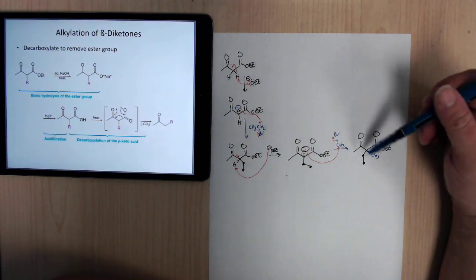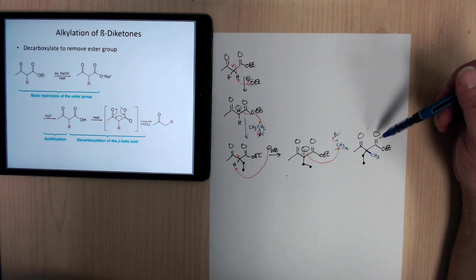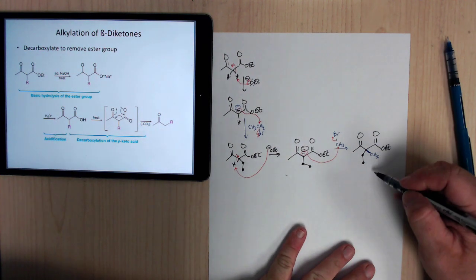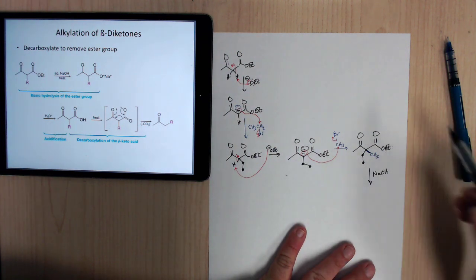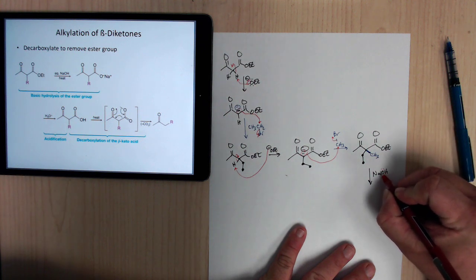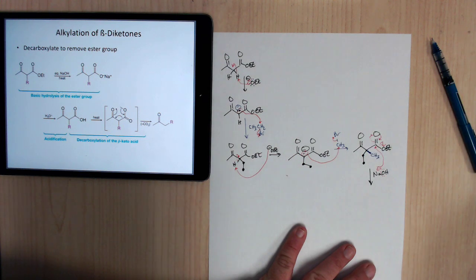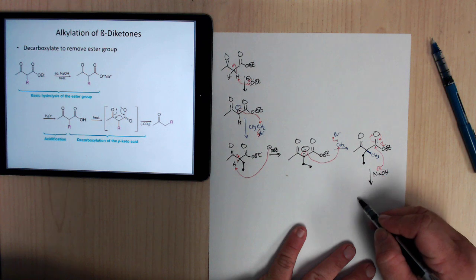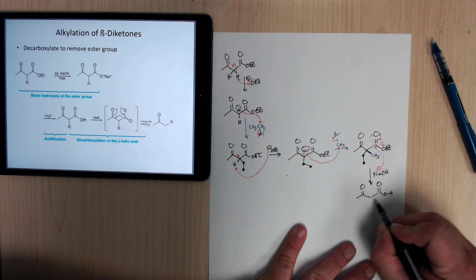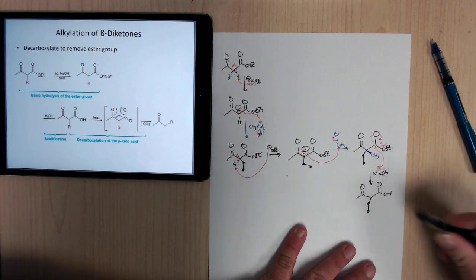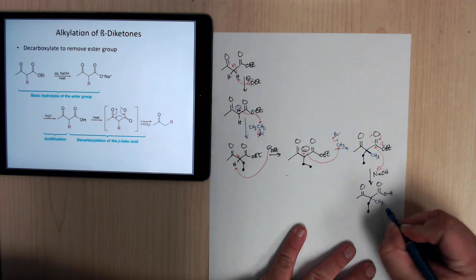Okay. But what if we didn't want to have this? What if we wanted to do more things to it? It turns out that if you run this through a base step, so you just dump in sodium hydroxide, the hydroxide literally comes in here, up, down, kick away, just like chapter 17 stuff. And so what you end up with is that.